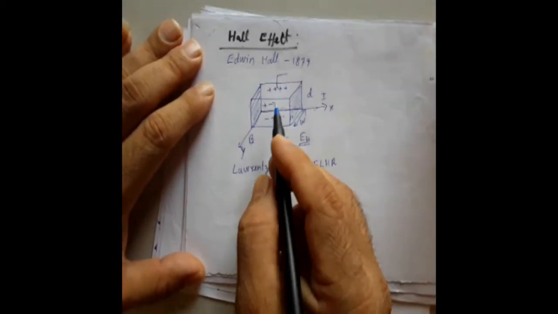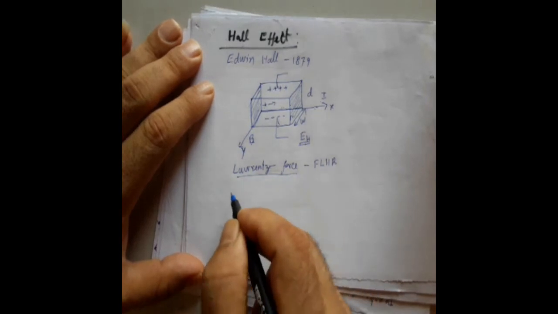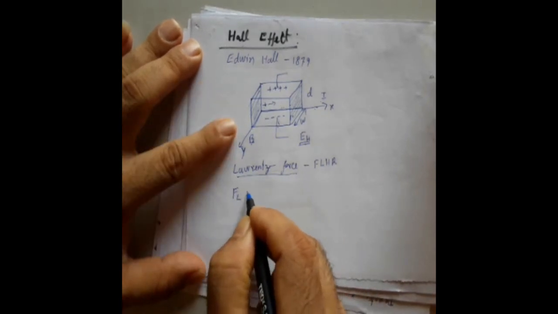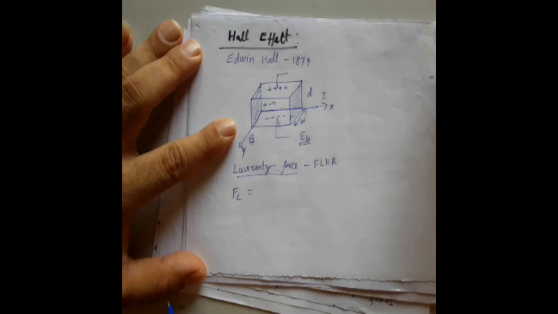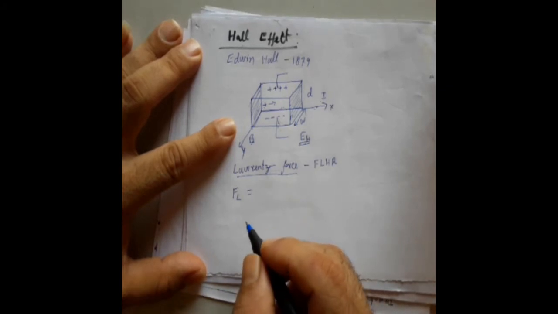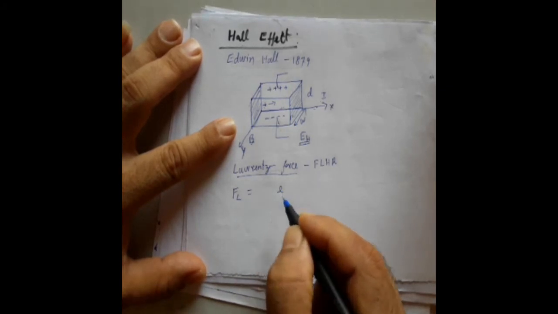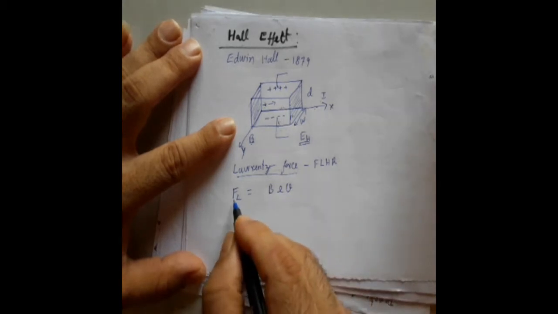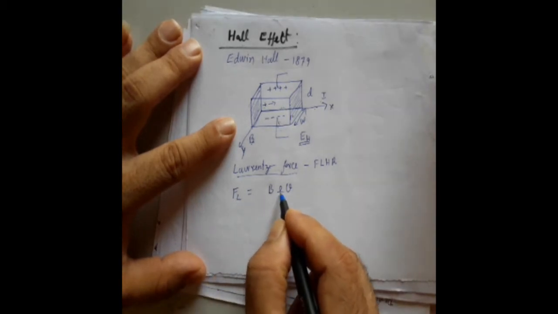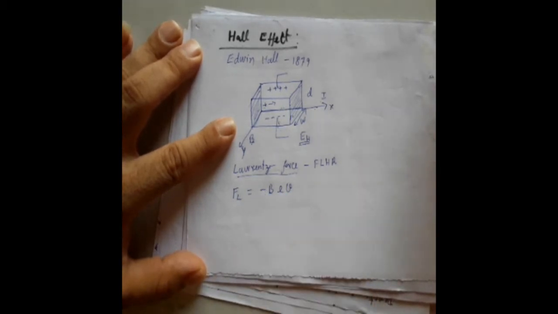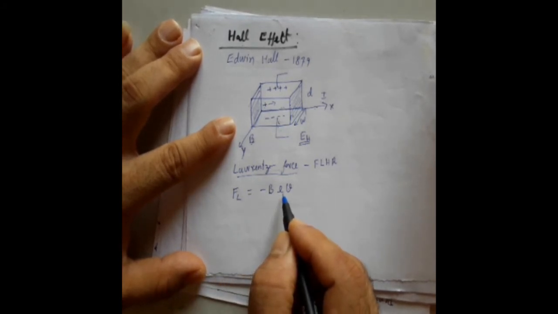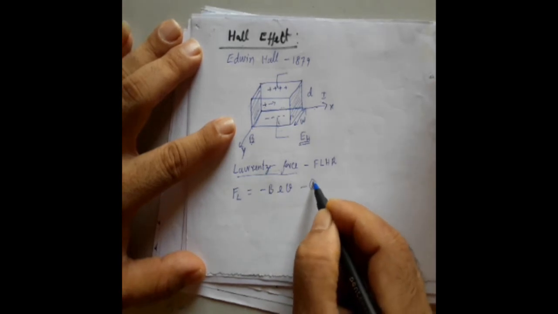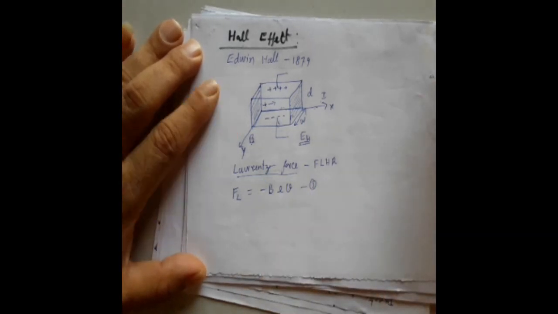Now to find this out, let us first find how much Lorentz force is going to act on it. In accordance with the Lorentz force we have learnt, whenever a charge e is moving in the presence of a magnetic field B with a velocity V, the Lorentz force is given by the equation BeV. However, being a negative charge, I can write F_L equals minus B e V. This is the first equation, and this is called the Lorentz force.